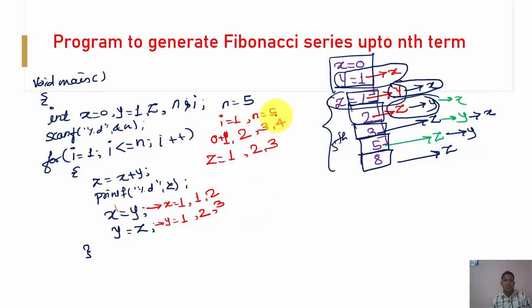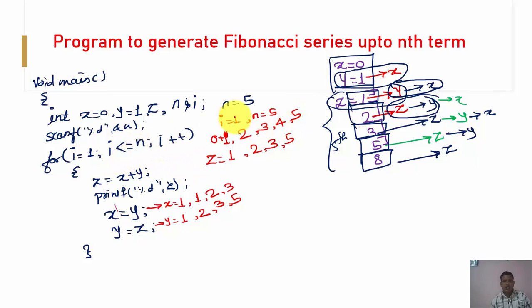Again 4 is less than or equal to 5, yes, the condition is satisfied. z is equal to x plus y, that is 2 plus 3. So the result for z is now 5. This I am getting as output. Next the values are 3 and now 5. Again the value of i gets incremented by 1. Now the value of i is 5.